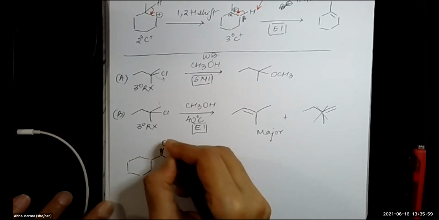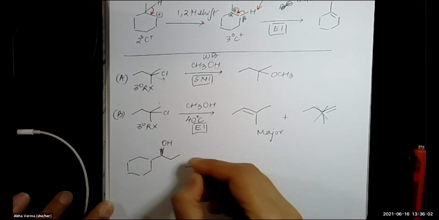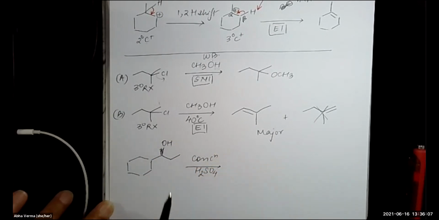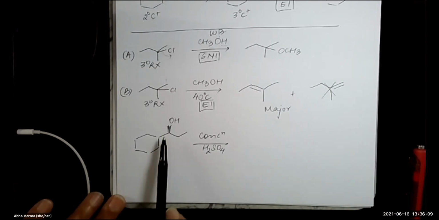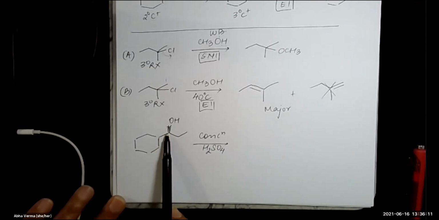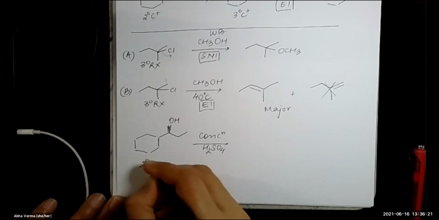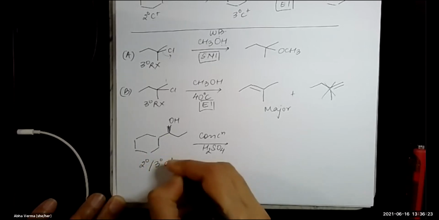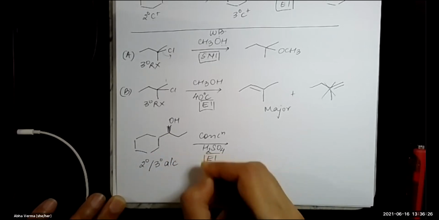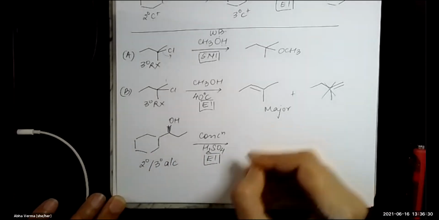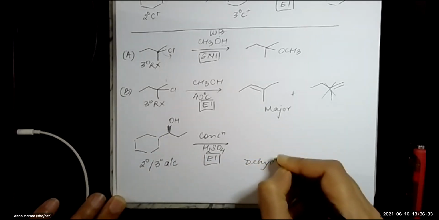What if you have a structure like this and H2SO4? Now, before we go ahead and do this, I want you to tell me what kind of alcohol this is. Is this primary, secondary, or tertiary? Secondary. Very good. All of your secondary and tertiary alcohols undergo E1 elimination to dehydrate. What does dehydrate mean? To remove water.